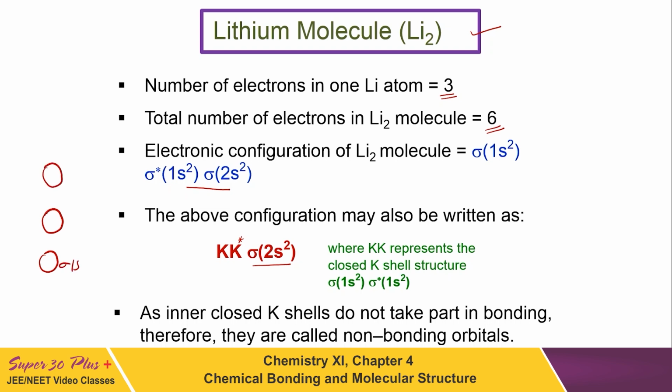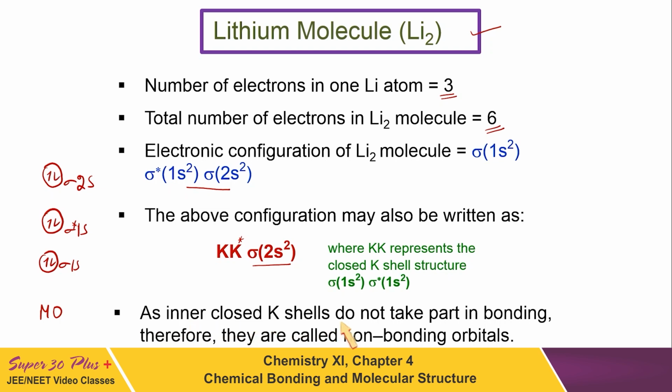This is sigma 1s, sigma star 1s, this is sigma 2s. How many electrons are there? They are MO. I'm not drawing the AO here. How many electrons are there? 6 electrons. So they will be filled like this: 1, 2, 3 and 4, 5 and 6.